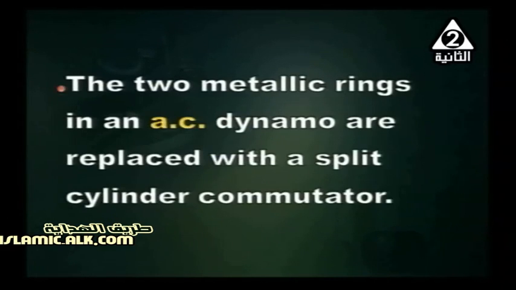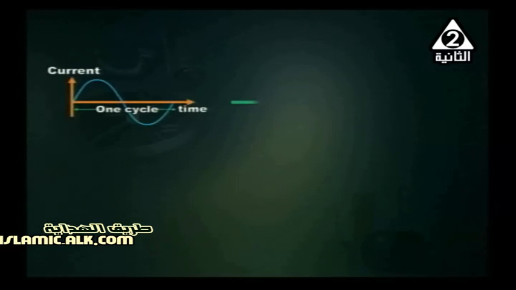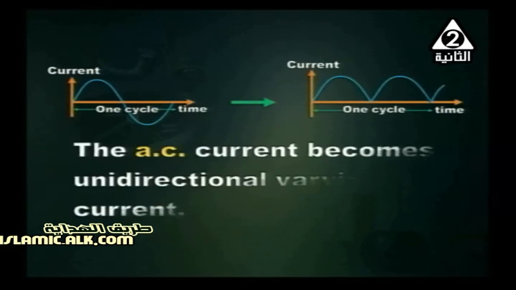What happens when the 2 metallic rings in an AC dynamo are replaced with a split cylinder commutator? The 2 rings are replaced with a commutator. The AC current becomes unidirectional, but varying current. Once again, the AC current, as shown in front of you, becomes unidirectional. Unidirectional has one direction, but still changing. It swings from 0 to maximum.